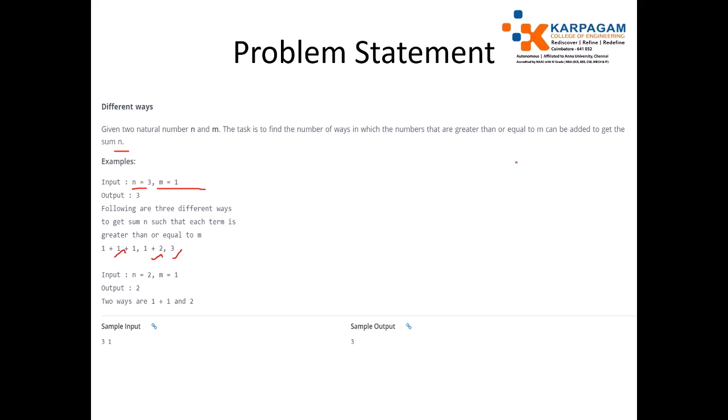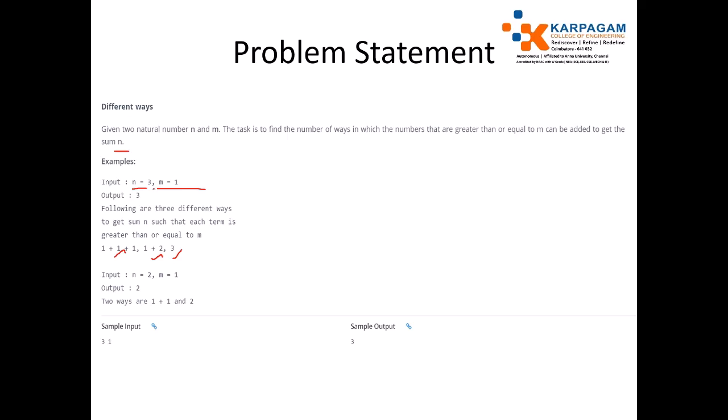First we need to find, to get sum n, how many ways are possible. For example, to get sum 3, how many ways are possible by using 3. Next, to get sum 3, how many possibilities are available by using 1 and 2. That is also accounted for and stored in memory.